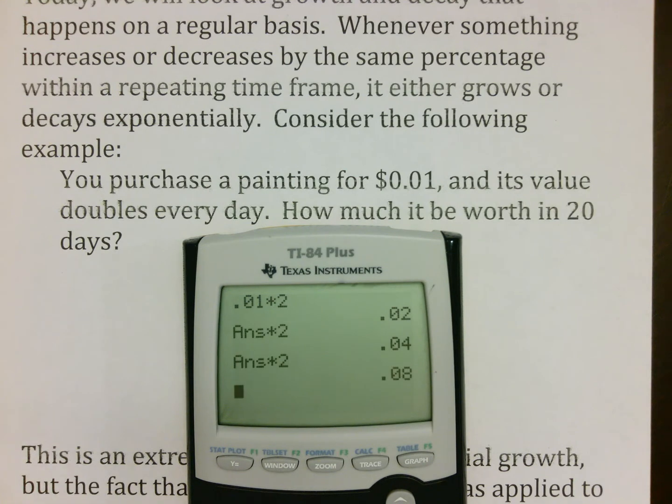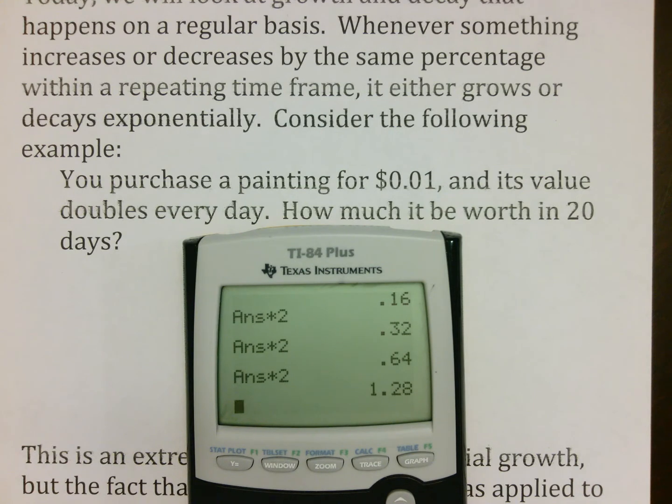3, day 4, 5, 6, 7, 8, 9, 10. So after 10 days it's still only worth $5.12. Continuing on, day 11, 12, 13, 14, 15, 16, 17, 18, 19, 20. After 20 days, it went from being worth a penny and being worth $5 on day 10 to now being worth $5,242 even on day 20.